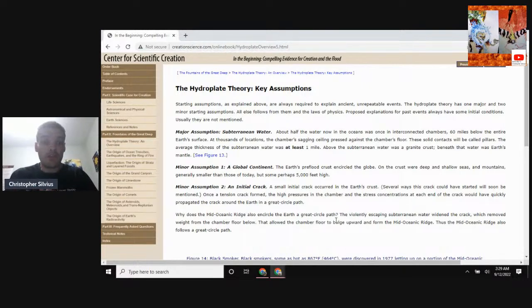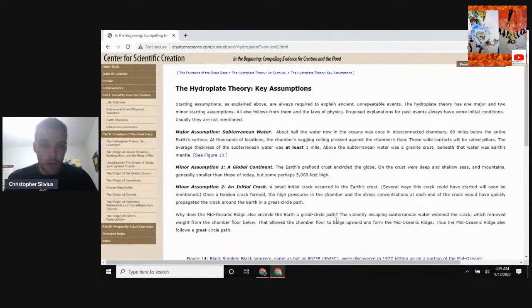So, major assumption here is subterranean water. About half the water now in the oceans was once in interconnected chambers 60 miles below the entire Earth's surface at thousands of locations. The chamber's sagging ceiling pressed against the chamber's floor. These solid contacts will be called pillars. The average thickness of the subterranean water was at least 1 mile. Above the subterranean water was a granite crust. Beneath the water was Earth's mantle.